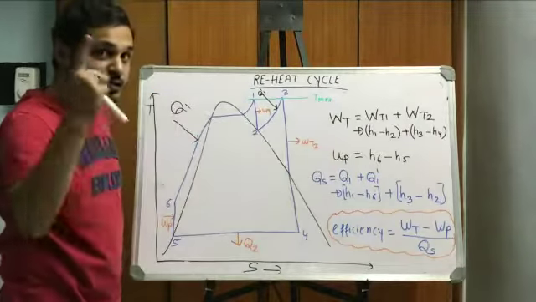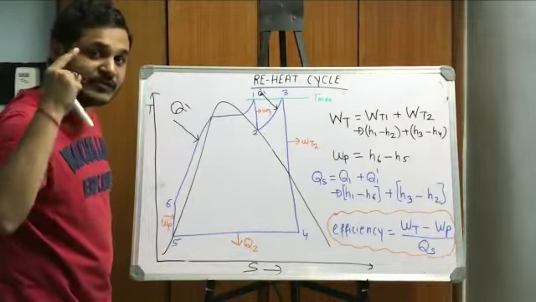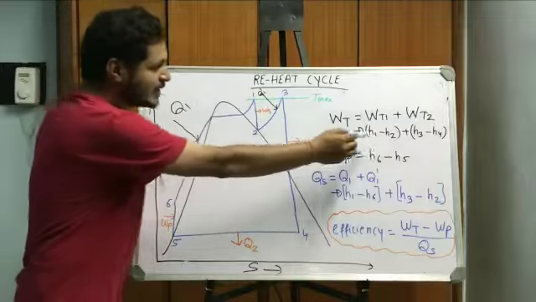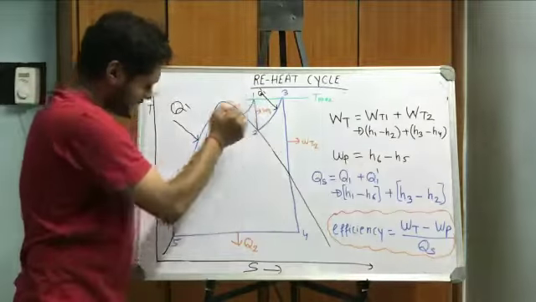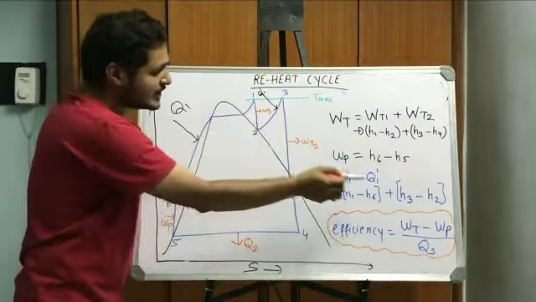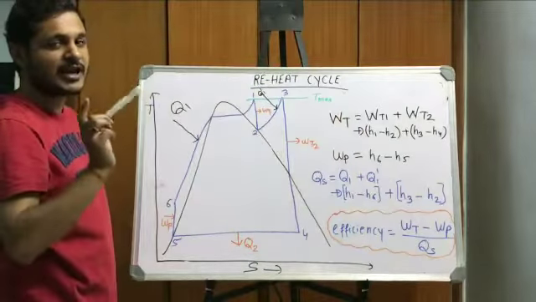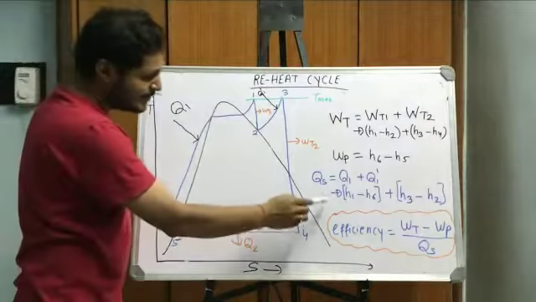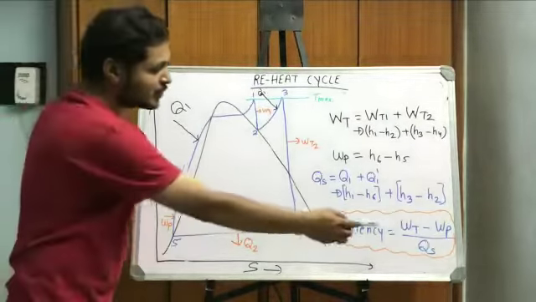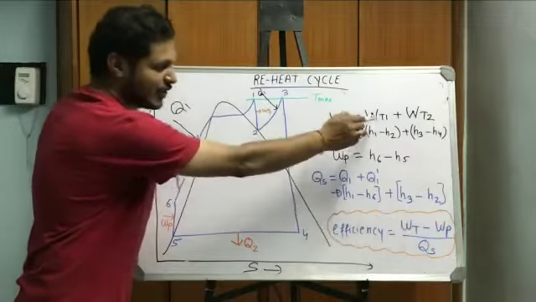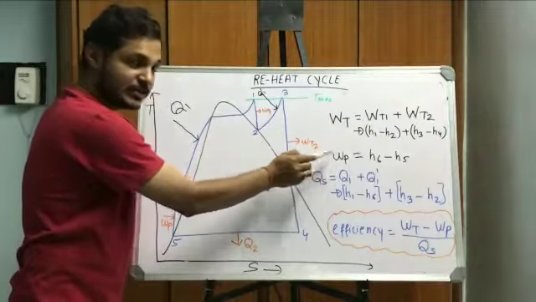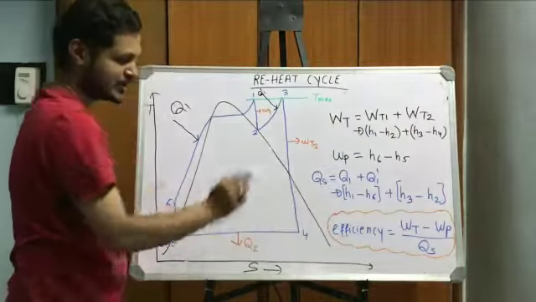Heat supplied is also given two times. Initially, what was the heat supplied when we were not using the reheat cycle? It was H1 minus H6. Now H1 minus H6 is Q1, plus again you are reheating here, so H3 minus H2. So two heats are here. Again efficiency, you know what efficiency is? Output upon input. So what is the output? Wt, which is equal to the sum of WT1 plus WT2 minus Wp, the work input to the pump, upon the heat supplied Qs.